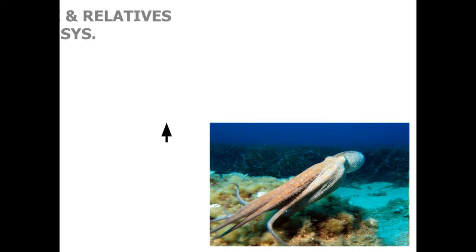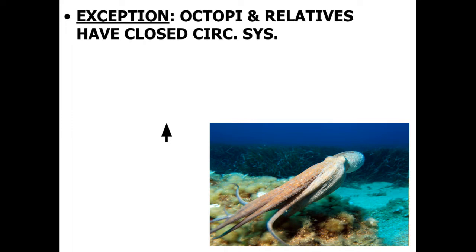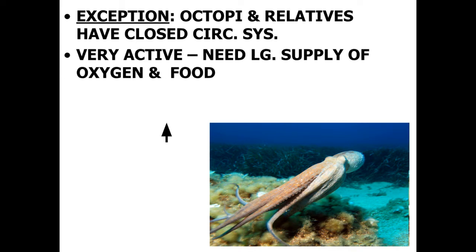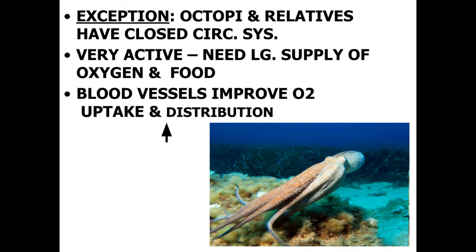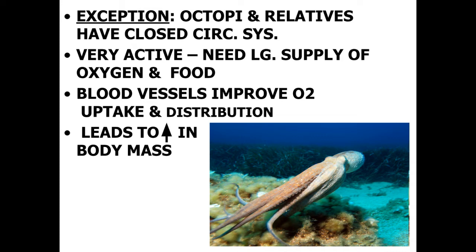Cephalopods and their relatives are exceptions because they have a closed circulatory system in which blood remains entirely inside vessels, just like ours. So this is much more efficient because they're very active. They need a large supply of oxygen and food, and so the blood cells with the oxygen and nutrients can get exactly to the cells they need to get to in a much more timely manner. This is what allowed cephalopods, octopuses, and their relatives to grow to be so much larger in size compared to clams and snails.